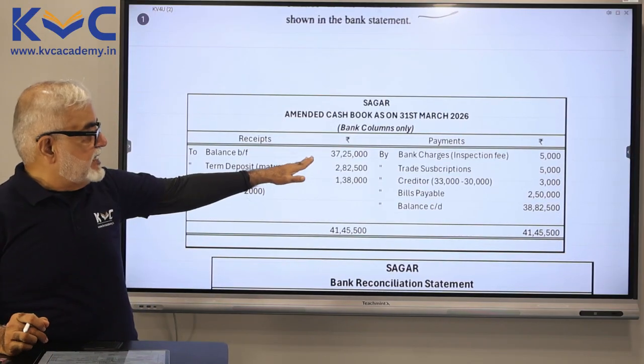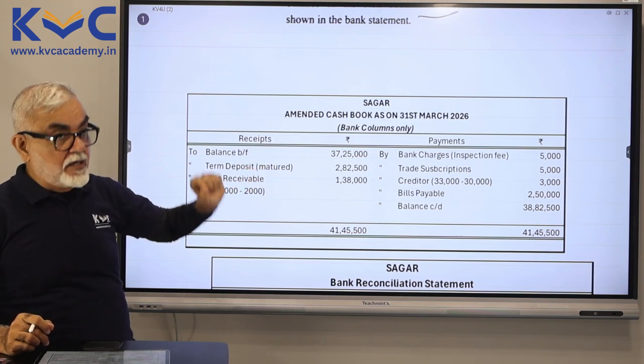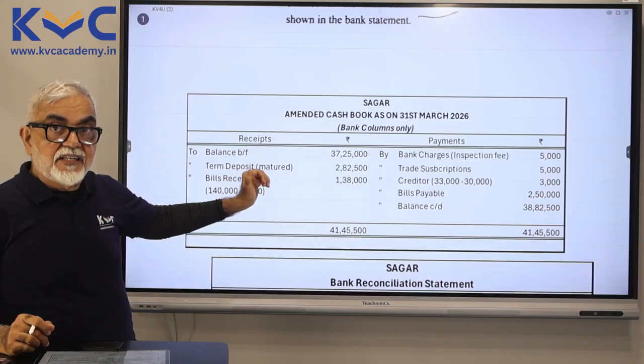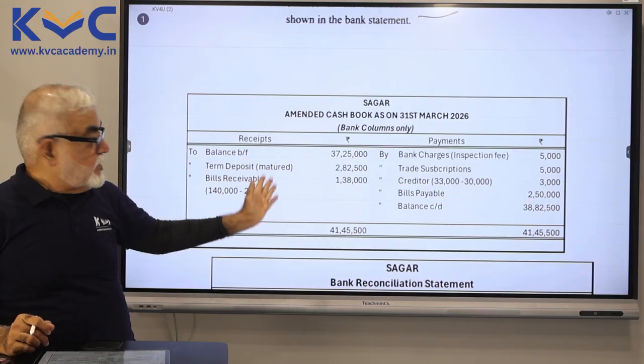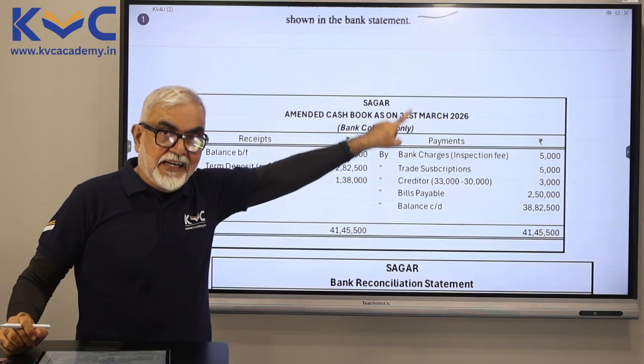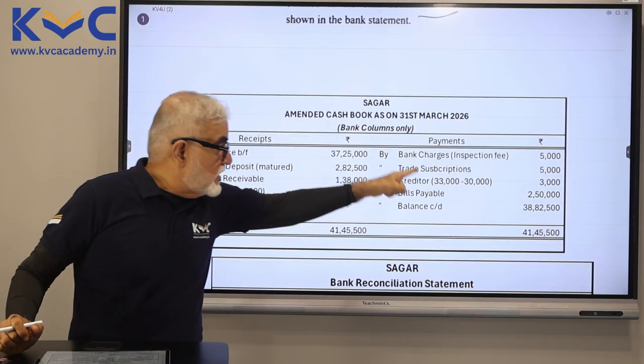The cash book balance was given. There was a term deposit which matured and not recorded in the cash book. I recorded that. There was a bills receivable discounted which was not recorded. I recorded that. Bank charges not recorded. I recorded that. Trade subscriptions paid by the bank. I recorded that.